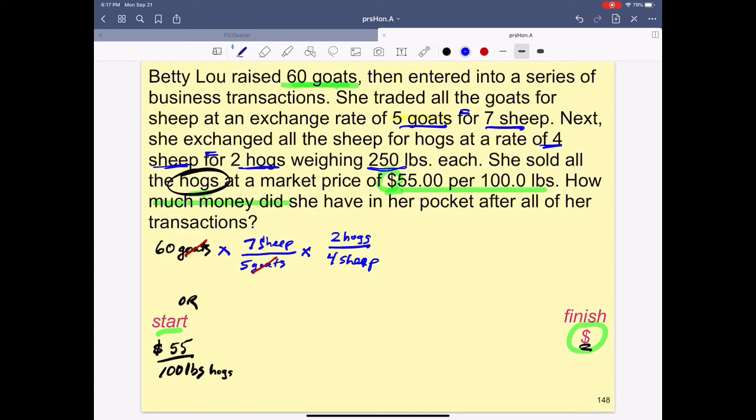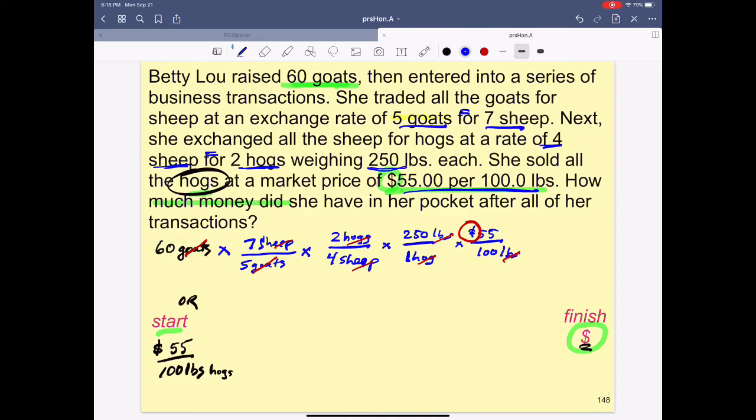But we need to then worry about the weight of those hogs. So 1 hog weighs 250 pounds. Now we're finally ready to use the $55. $55 per 100 pounds. Notice that the sheep canceled out, the hogs cancel out, and the pounds cancel out. The only unit left standing would be dollars.